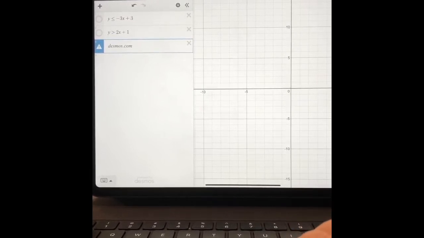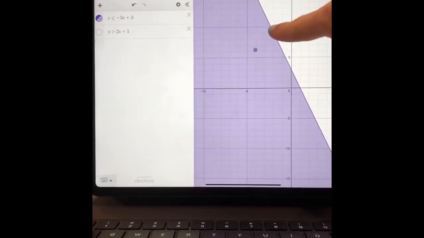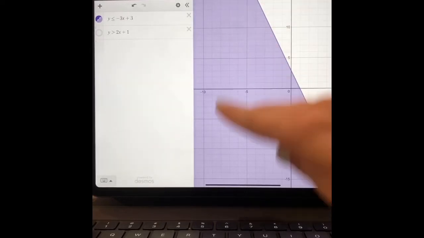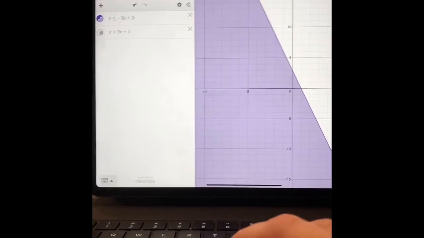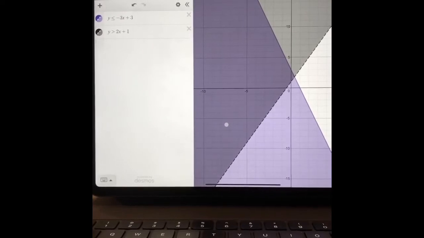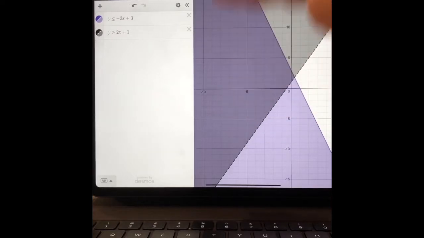Another way you could check to see if a point was part of the solution set for a system would be to graph it on Desmos.com. When you're on Desmos.com, you would type in your inequalities, and it is going to graph and shade them for you. So here is y is less than or equal to negative 3x plus 3. You can see it shaded below because we are less than, and because it had the less than or equal to, we have a solid line. And then our second one was y is greater than 2x plus 1. Since it's just greater than, it got that dashed line, and then they shaded above.